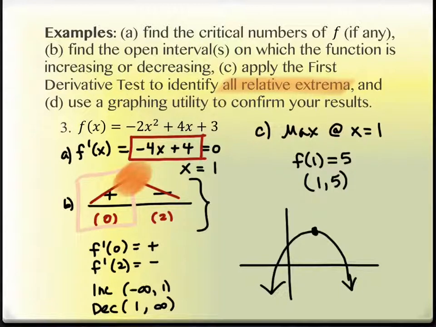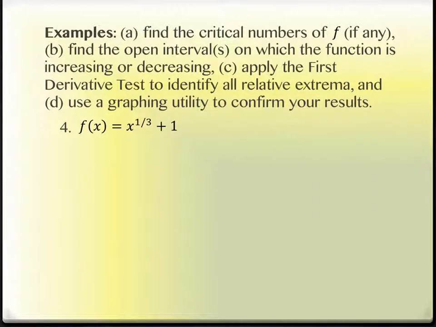Okay, let's try another one. I may have to post the last one as a video attachment, but let me do number 4 with you at least. Critical numbers, intervals, extrema, all the same directions. So we're starting with a derivative. What is the derivative of x to the 1/3? Right, 1/3 x to the negative 2/3. And the derivative, of course, of the plus 1 is 0.